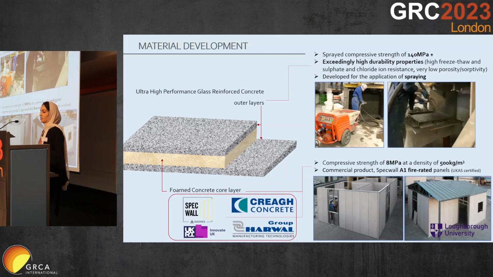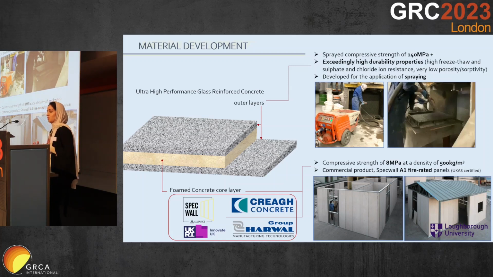We'll get a bit more onto the spraying in a while, but let's move on to the core layer. For the core layer, we've opted for a foamed concrete. This is something that I developed as a separate project, but it is currently being sold under Specwall, the partnering company. The reason we opted for a foam concrete is because, again, we want to maintain the insulative properties of a sandwich panel, and we also want the two layers to be compatible with each other.